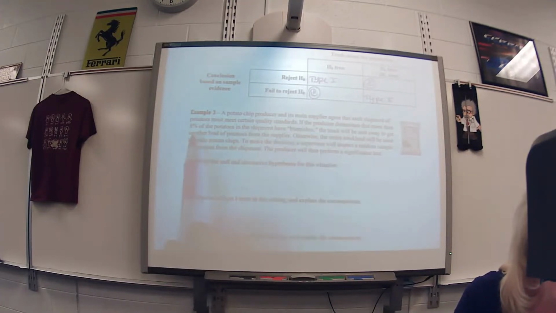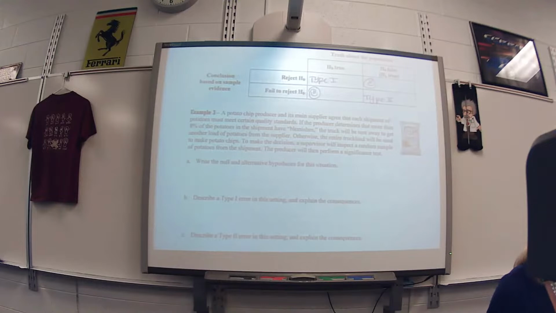If they determine that more than 8% of the potatoes have blemishes, they are going to send the truck back and get a different load from the supplier. Otherwise, the entire truckload will be used to make potato chips. To make the decision, a supervisor will inspect a random sample of potatoes. I mean, can you picture they have a big old truckload? They can't inspect all the potatoes. They're just going to do a random sample, okay?